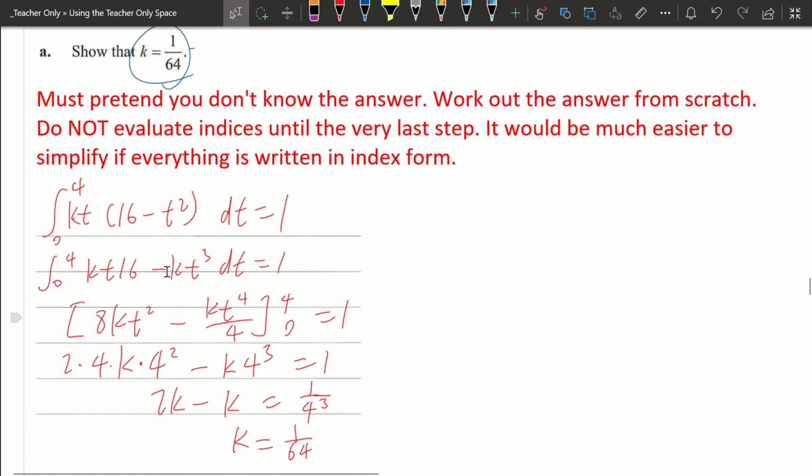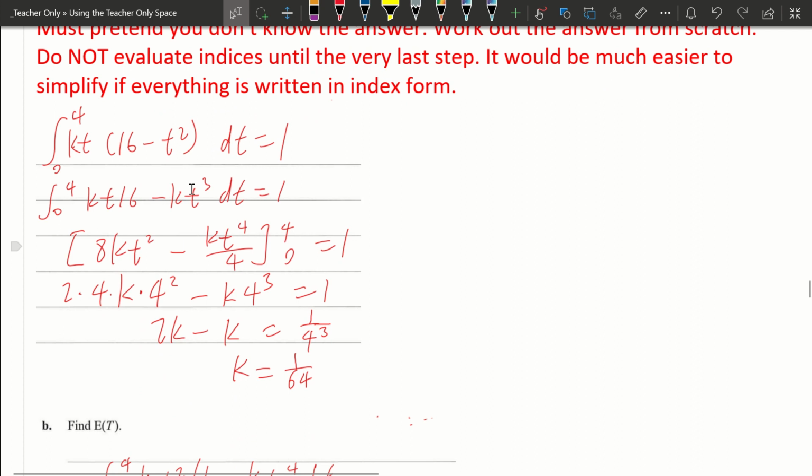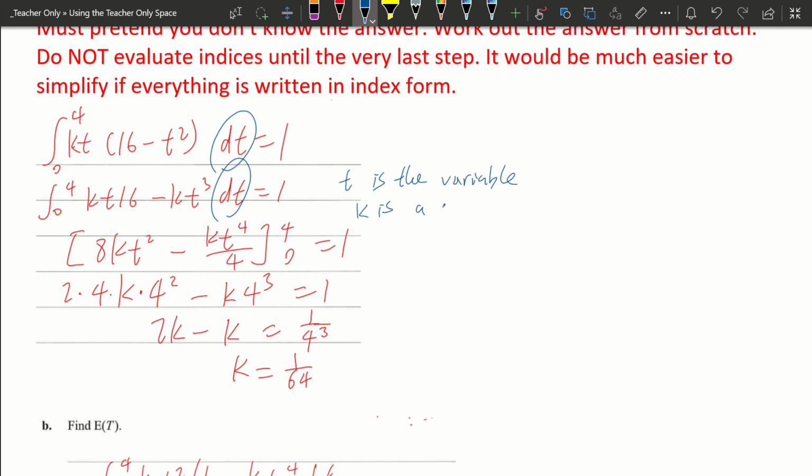And expand the brackets because it's easier to integrate the polynomial. Then sub in 4 and 0. Now, look at this: dt. T is the variable. K is a constant. They're different. They mean different things.